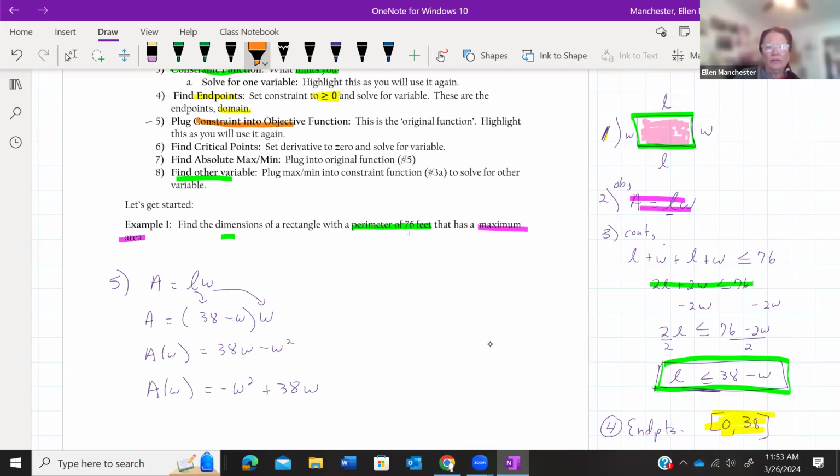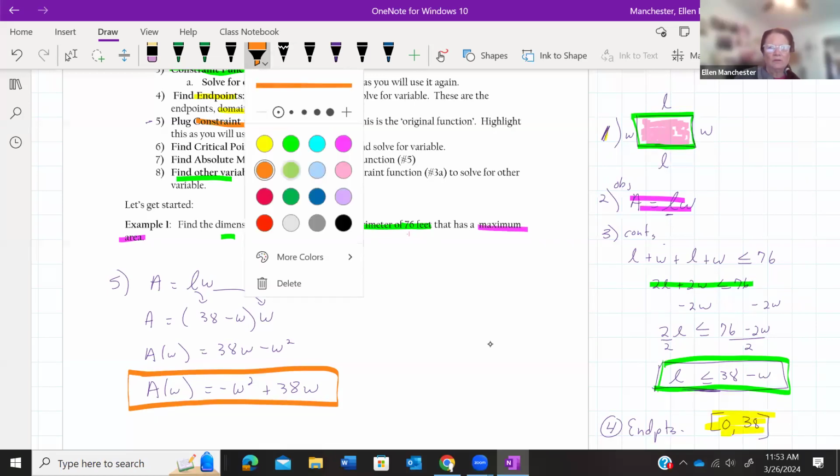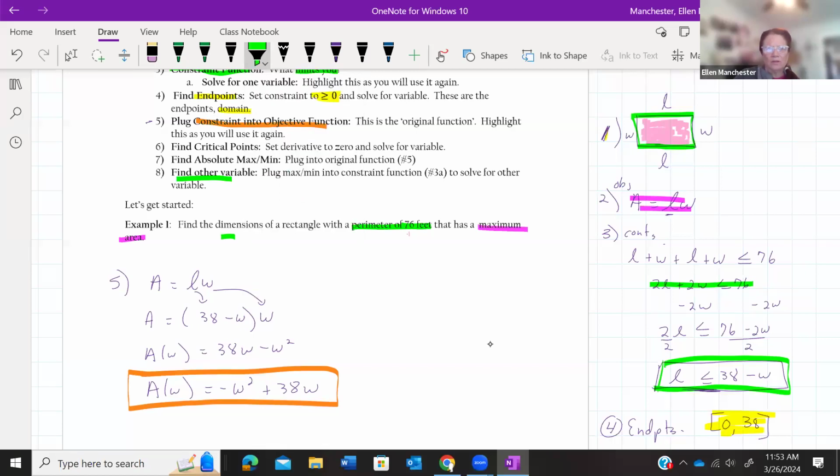Okay, so this is now this function. I've just plugged my constraint, this is my constraint, into my objective function. And this is what I call my original function.